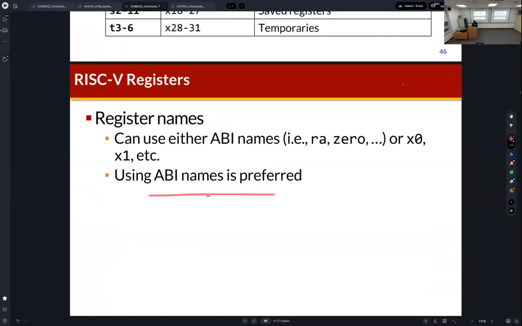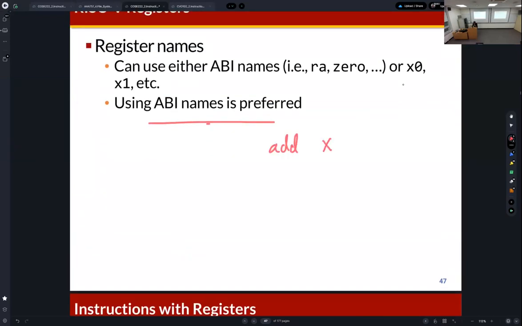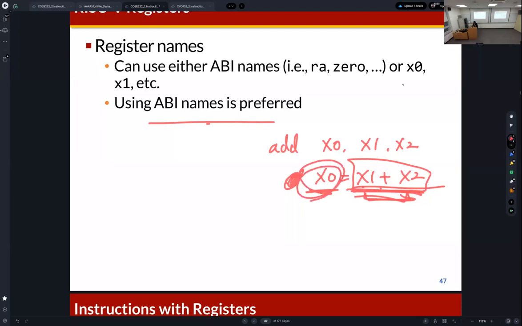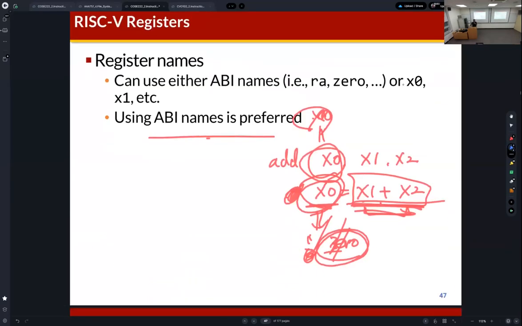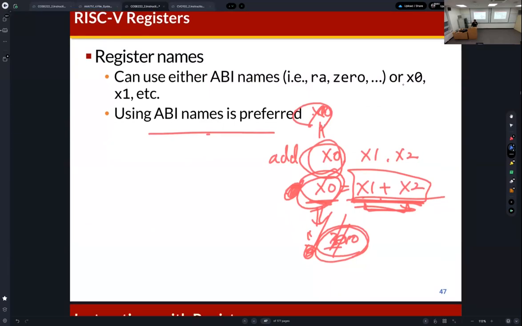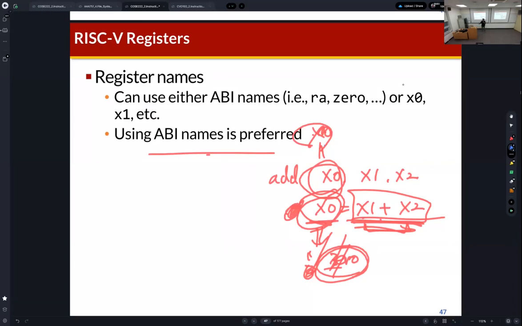For example, we can write add x0, x1, x2. This means x0 equals x1 plus x2, so x0 is updated by a different number, x1 plus x2. But even though x0 is updated like this, the value of x0 is not changed. It's already zero. So this is the special register in the register file. Also you need to remember that if the destination is x0, then nothing happens, because it is not updated. Sometimes we require this operation.